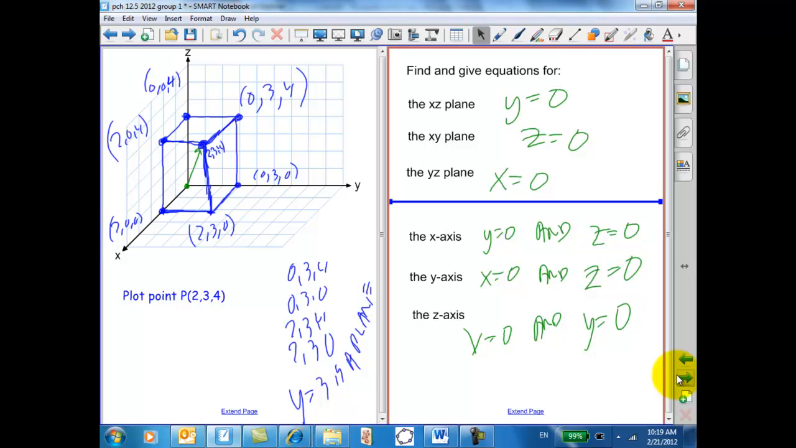Now, this is a good idea too, because sometimes you want what we call the trace in an axis, or if you want to find the z-intercepts, you set the other two coordinates equal to 0. Okay? If I want to find the trace of a plane inside a coordinate plane like the xz plane, I set y equal to 0.